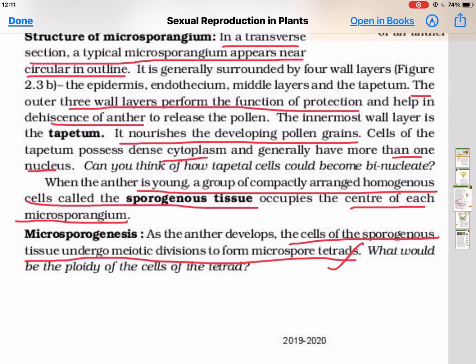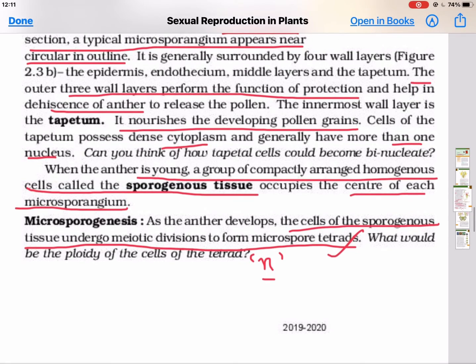What would be the polarity of the cells of the tetrad? Each will be n. Because meiosis happened, the cells will be haploid, not tetrad, they are haploid. The polarity of the tetrad will be haploid.